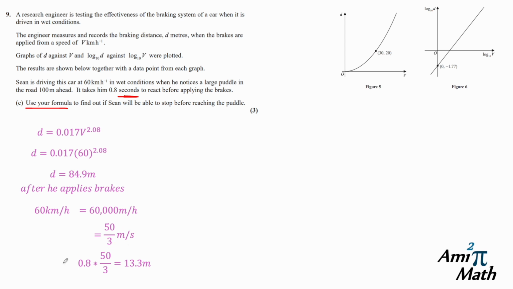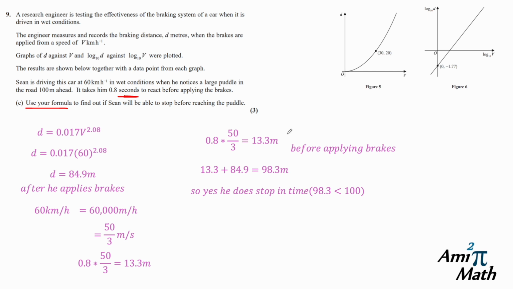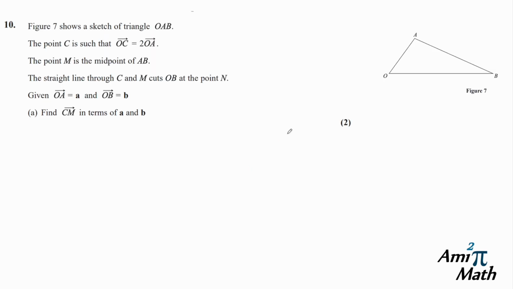And then we're not done yet. We've got 13.3, which is our distance before applying the brakes, and we need to find out if he'll be able to stop before reaching the puddle. He's 100 meters away from the puddle, so we're just going to add these two distances. That gives you 98.3, which is less than 100, so yes, he does stop in time.